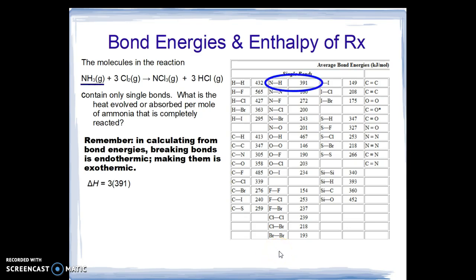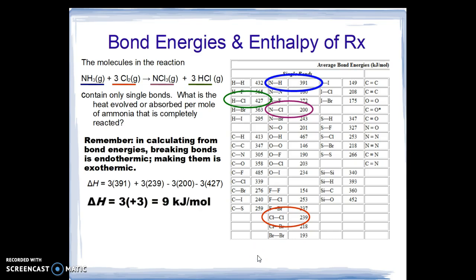So we start off with 3 of the nitrogen-hydrogen bonds we're going to break, and then 3 of the chlorine-chlorine bonds that we're going to break. We subtract the energy we get out, with the 3 nitrogen-chlorine bonds and the 3 hydrogen-chlorine bonds. When we do this mathematics, we end up with 9 kilojoules per mole. This is reactants minus products, which is very different from most thermodynamic calculations.